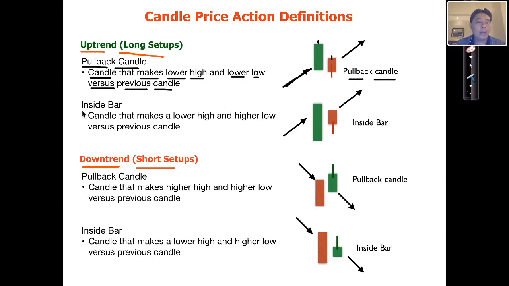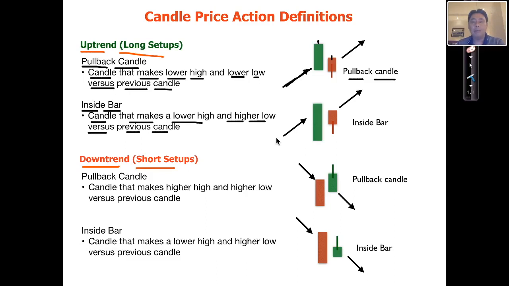Now, what's an inside bar candle? Bar and candle is actually the same thing. It's used interchangeably, so inside bar or inside candle is fine. So an inside bar is a candle that makes a lower high, but a higher low in relation to the previous candle. So a slight difference.